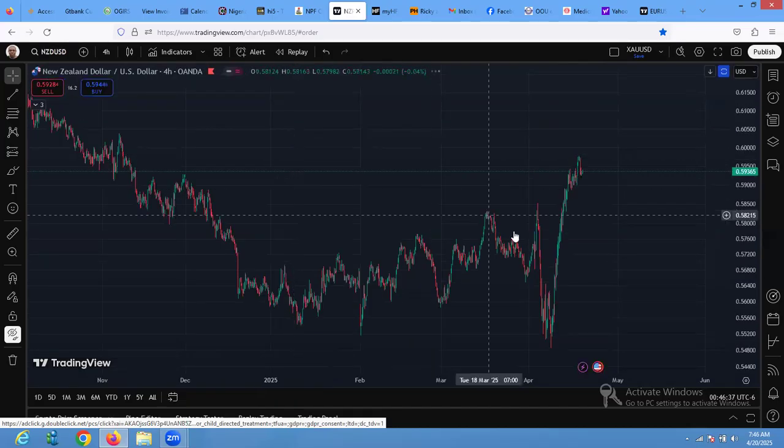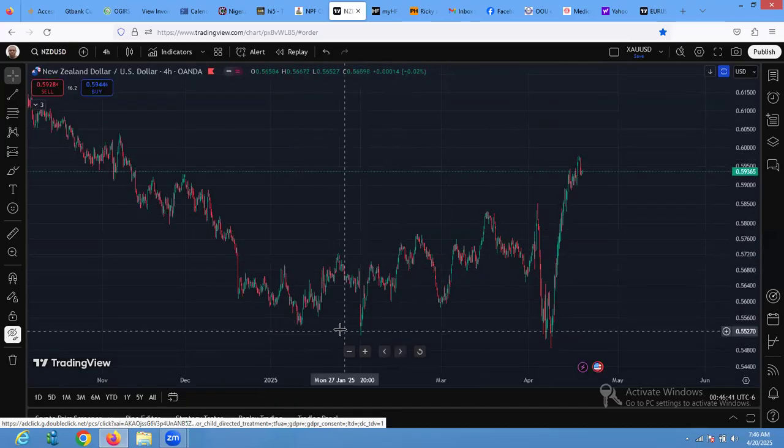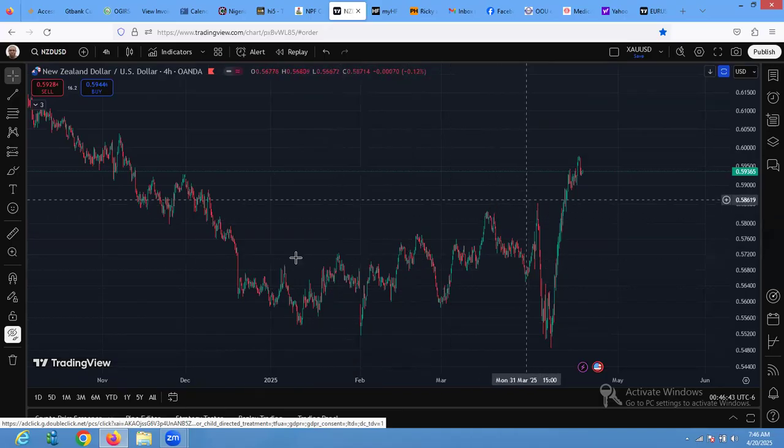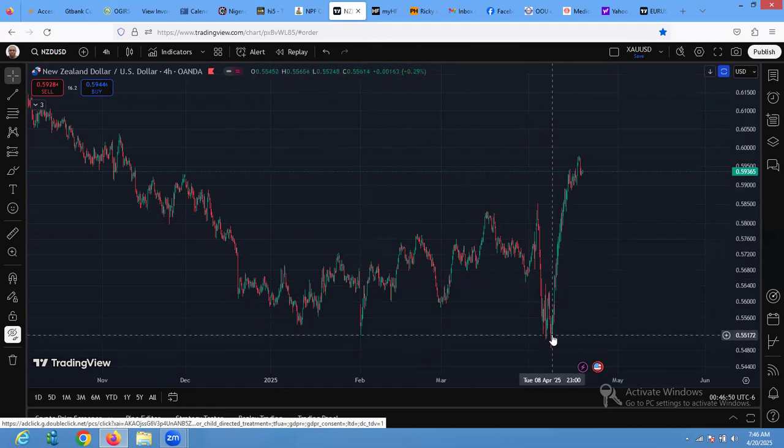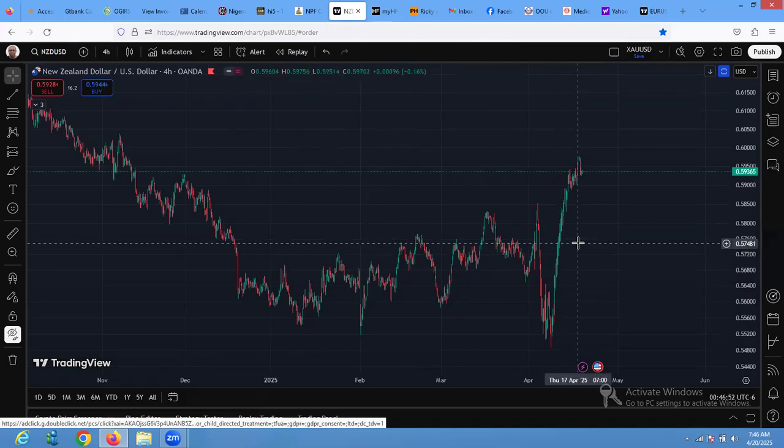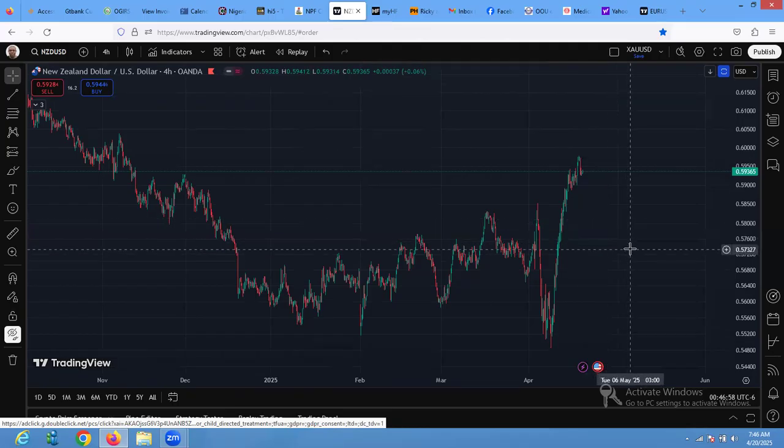NZD USD looks the same, that this has finished. This is like a triangle, and this triangle is a wave 4, and this is a wave 5 that came down like an impulse. Now we are going up freshly as a wave 1 or a wave A. We're going to have a 3-wave deep correction for us to look for a buy.